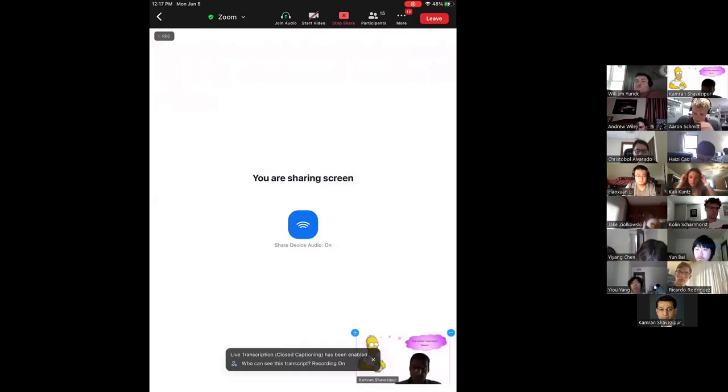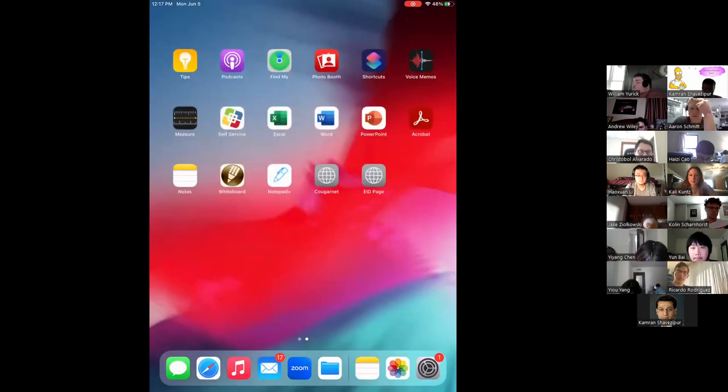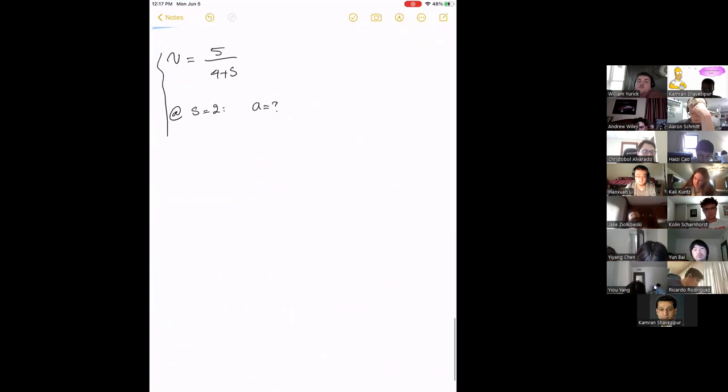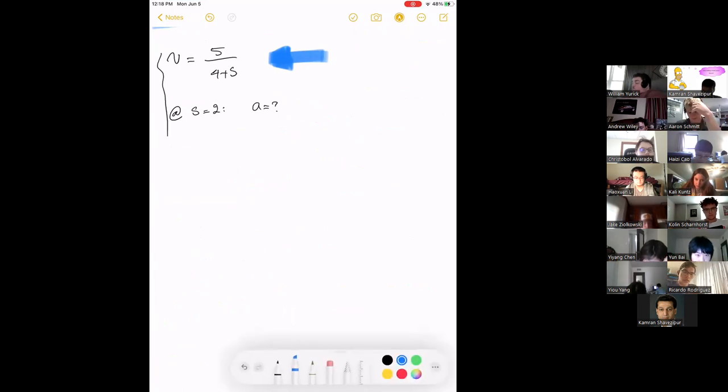So this is what the problem says, right? Velocity is given as a function of displacement, right? And we want to find acceleration. How do we do this? Any recommendation?